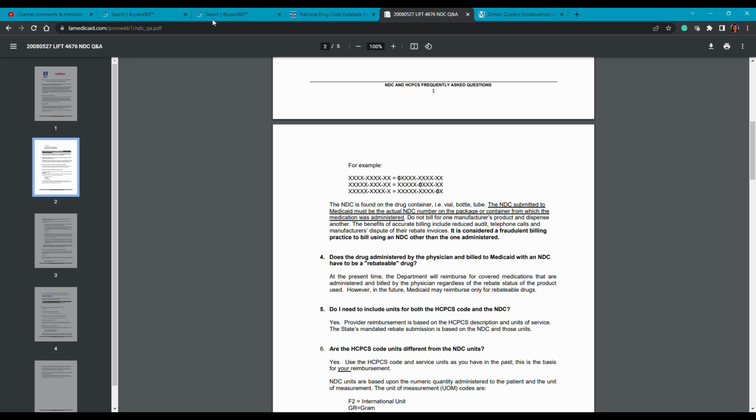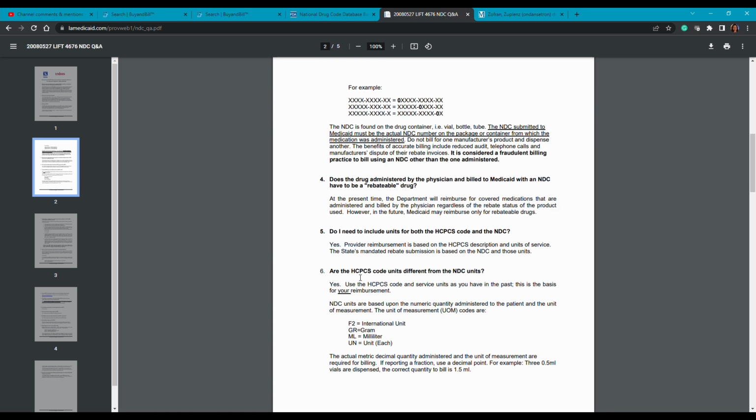This other point that they make is really good, that the HCPCS code units differ from the NDC units, like I was saying. So your HCPCS units are how it is administered usually, but the NDC units are different because if your HCPCS code units are in milligrams, but you have to bill liquids in milliliters, you have to do a little bit of math usually. There are some resources out there.